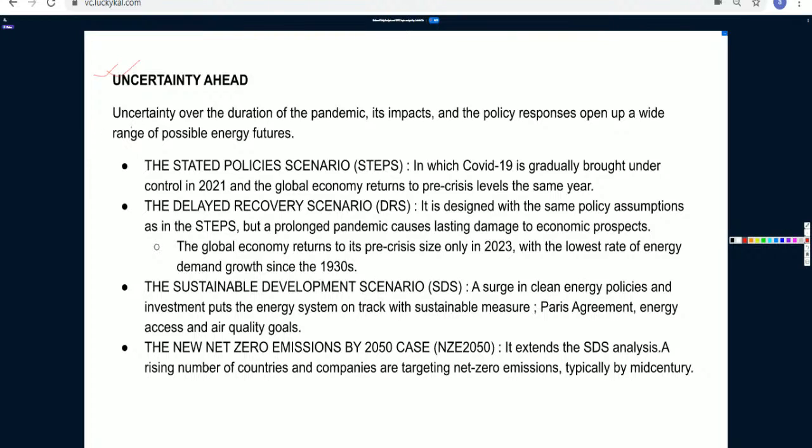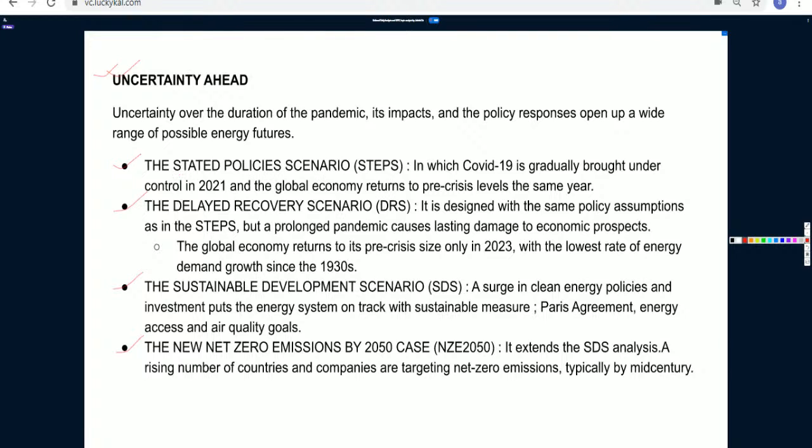The uncertainty over the duration of the pandemic, its impact, and the policy responses open up a wide range of possible energy futures. These are very important topics that are mentioned in this particular report. One of them is the Stated Policies Scenario, in short known as STEPS, in which COVID-19 is gradually brought under control in 2021 and the global economy returns to pre-crisis levels the same year. So this is the Stated Policies Scenario.